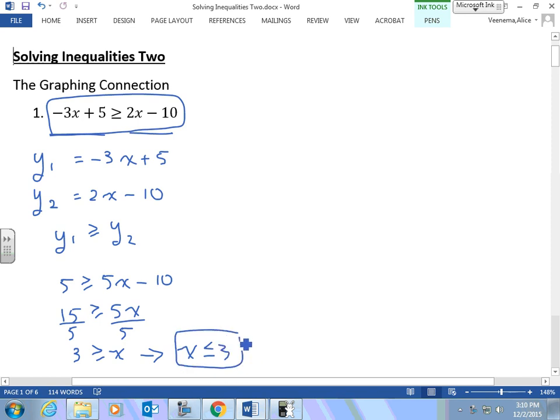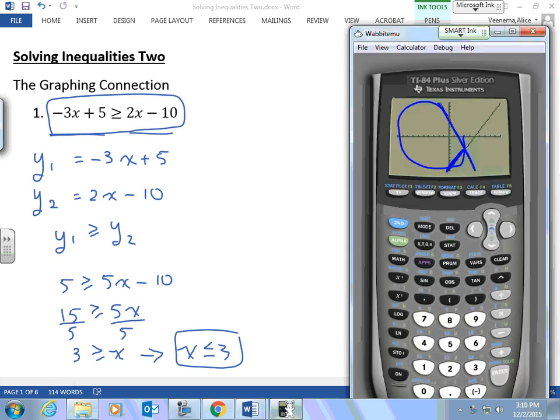And if we go back to the calculator, you can see that from x equals 3 to the left, that's when that first equation was greater than the second equation. Okay, so that's a relationship between graphing and the solution to the inequality. And that process will be helpful as we look at absolute value inequalities as well.